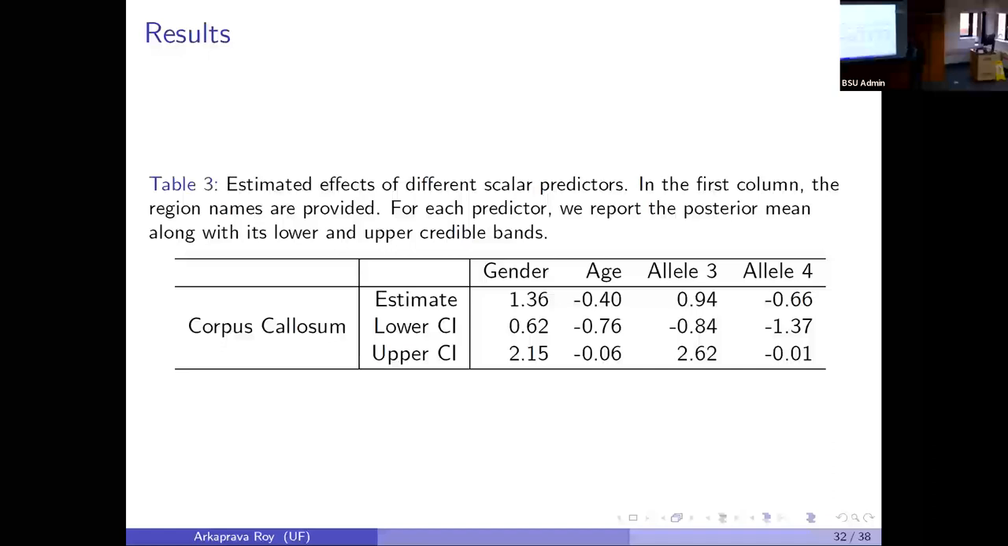And then this is allele 2, and we didn't have much effect because 0 is included in the credible interval.